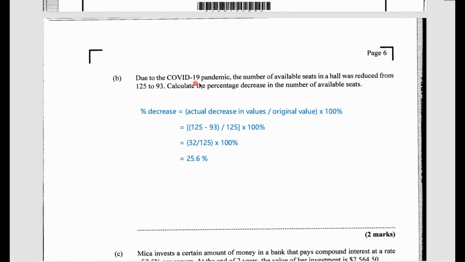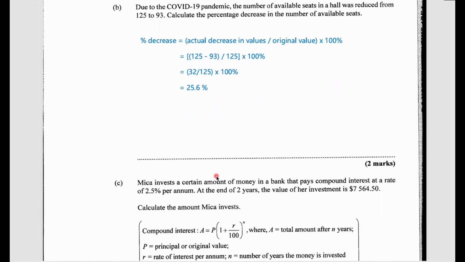Part B, talk about the COVID-19 pandemic. The number of available seats in the hall was reduced from 125 to 93. Calculate the percentage decrease. Now, percentage decrease is the actual decrease divided by the original value, times 100%. The actual decrease will be 125 minus 93, which is 32, divided by the initial value of 125. Multiply by 100%, and the calculator gives 25.6% exact.